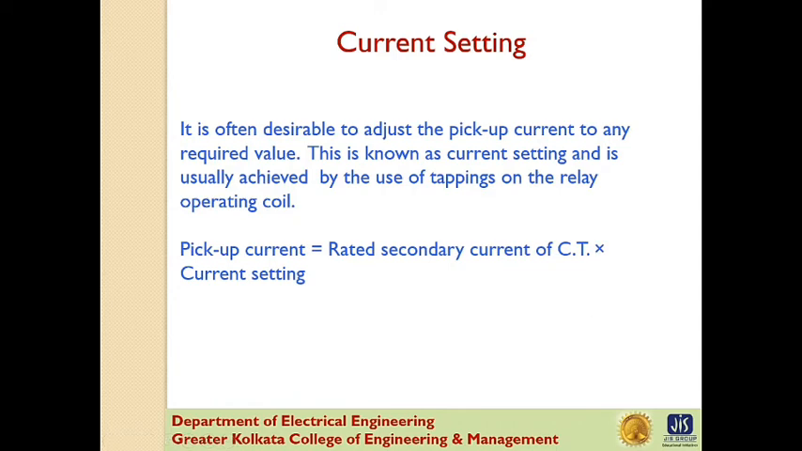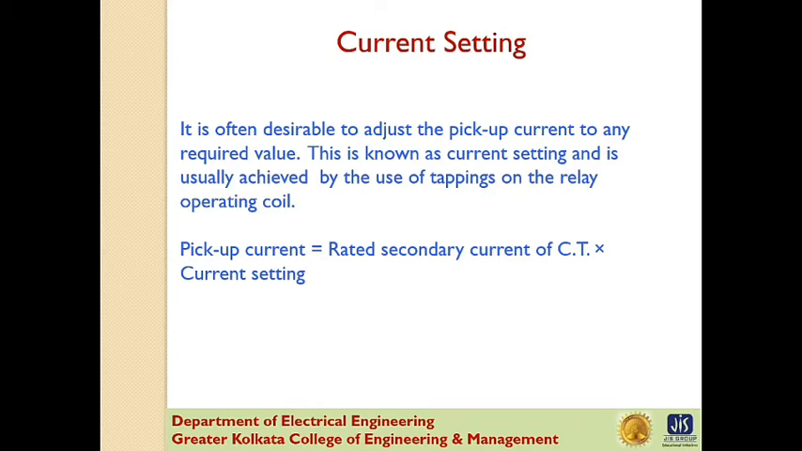For example, suppose that an overcurrent relay having a current setting of 125% is connected to a supply circuit through a current transformer of 400/5. The rated secondary current of the CT is 5 ampere. Therefore, the pickup value will be 25% more than 5 ampere, that is 5 into 1.25 equals 6.25 ampere. It means that with the above current setting, the relay will actually operate for a relay coil current equal to or greater than 6.25 ampere.